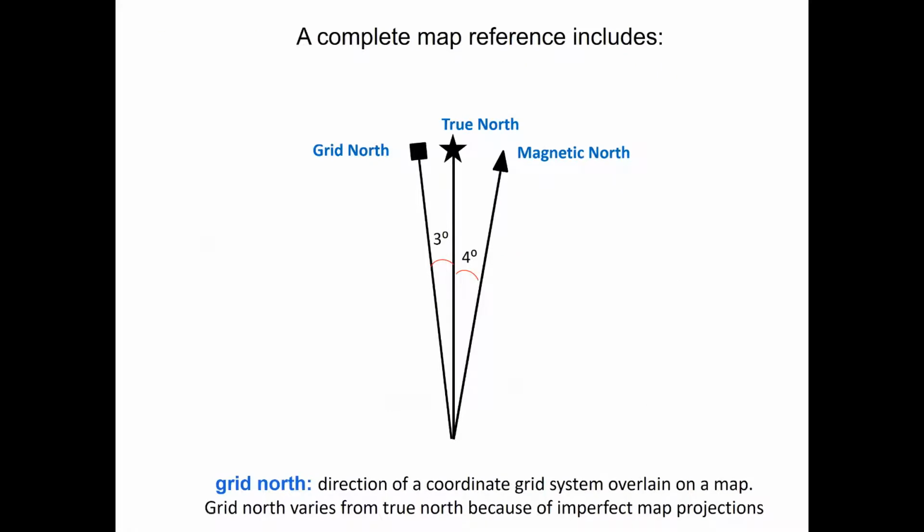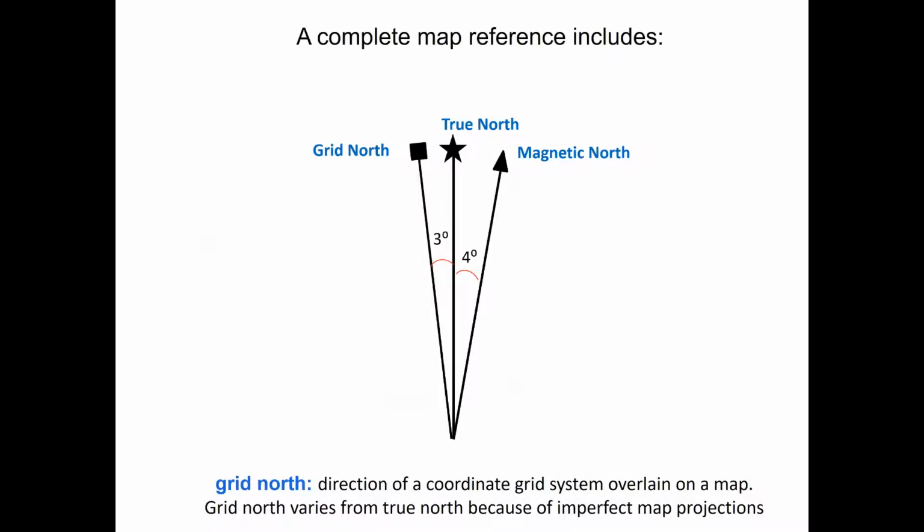So in addition to the scale bar, which we saw in the last section, all maps must include an indication of direction. And this usually comes in the form of a north arrow or a compass rose. A complete reference will include true north, magnetic north, and grid north, as well as the angles between them.